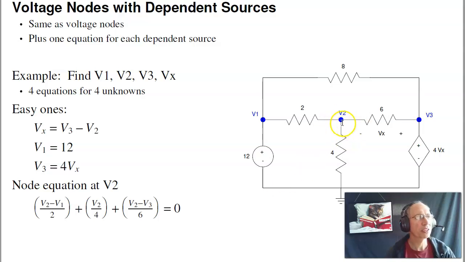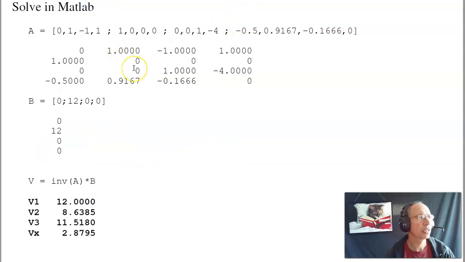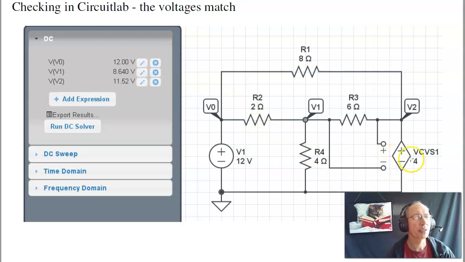I now need a 4th equation. The 4th equation is at V2: V2 minus V1 over 2 plus V2 over 4 plus V2 minus V3 over 6 equals 0. Dependent sources don't cause a problem with voltage nodes. Again, I'm going to group the terms, put in matrix form, and solve. If I go into CircuitLab, this is what a dependent source looks like in CircuitLab. The gain is 4. It's 4 times this voltage. If I do a DC simulation in CircuitLab, I get the same answers as before.